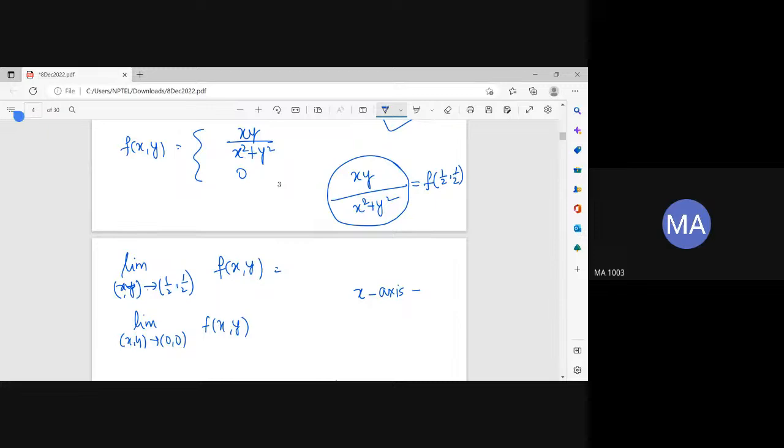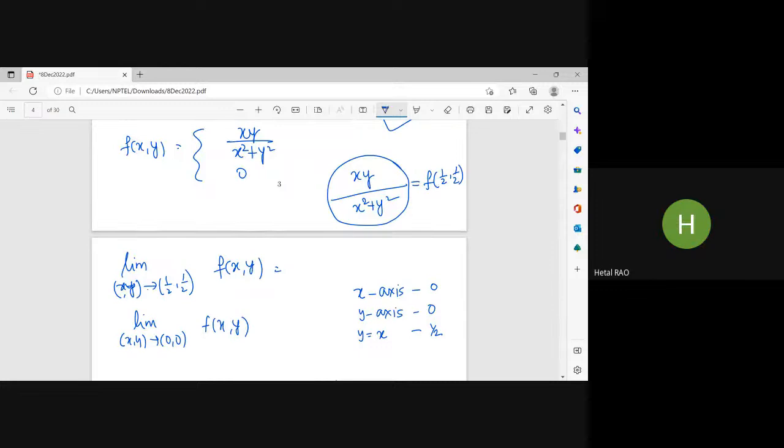Ma'am, limit doesn't exist here. Along the x-axis, what is the limit? 0, ma'am. It will be 0. Along the y-axis, it is also 0. And along y is equal to x? It is not 0. It's 1 by 2. You're going to get some value, which is 0.5. It will be 1 by 2.